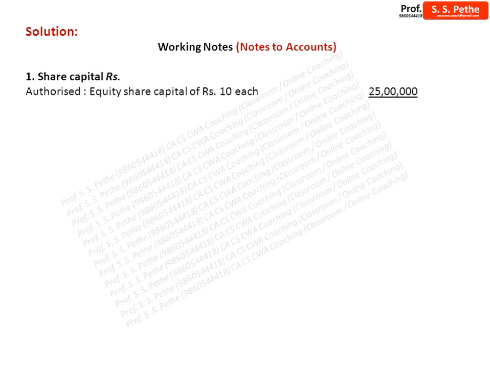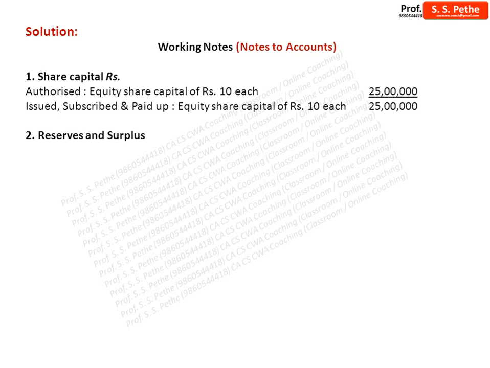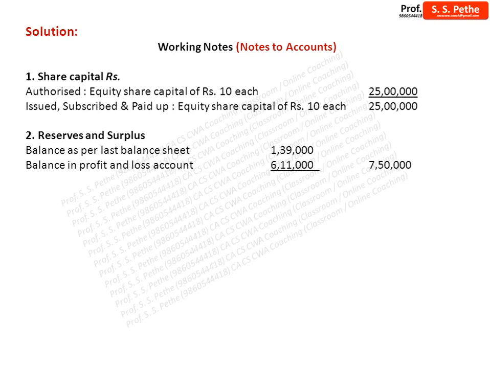First of all, write the authorized share capital, that is 25 lakh. The company cannot issue shares beyond this category. Issued, subscribed and paid up capital, rupees 10 each, 25 lakh. Now reserves and surplus, this is another note. Balance as per the last balance sheet was 1,39,000. Balance in the profit and loss account 6,11,000. So total will come 7,50,000.